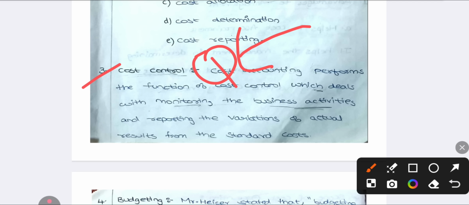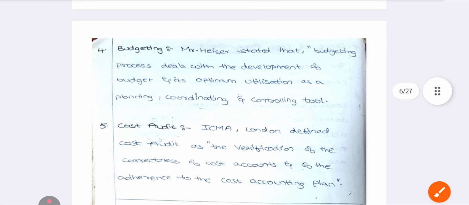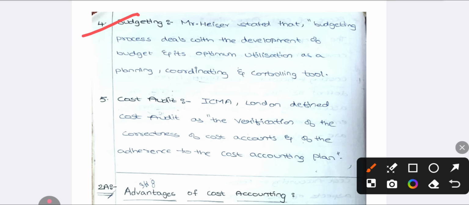When you know the expenses you will control your expenses, you will control your cost. That is called cost control. And it will do the budgeting also. When you are able to know the product price and expenses, then you will fix some budget to develop that product.